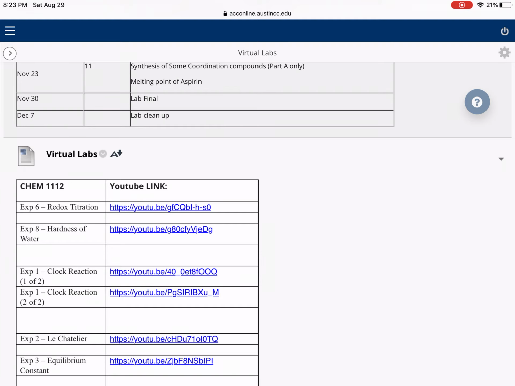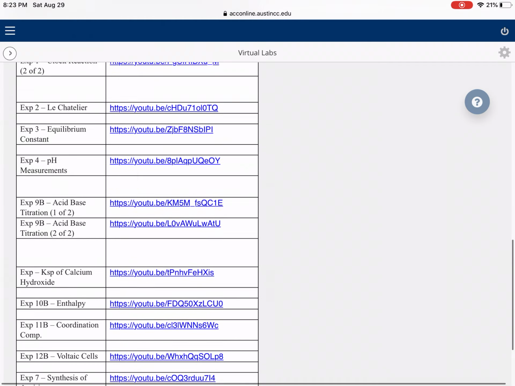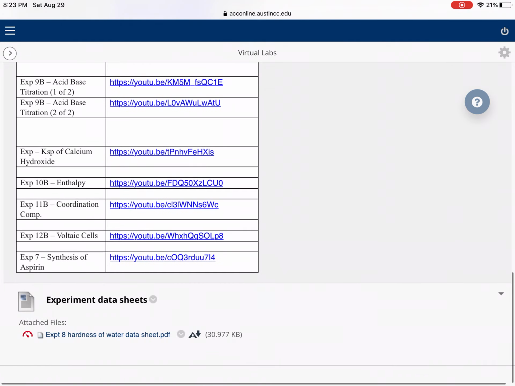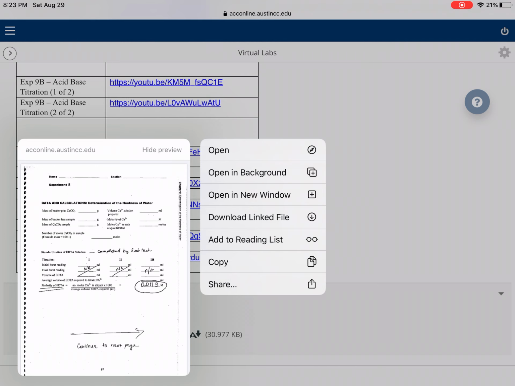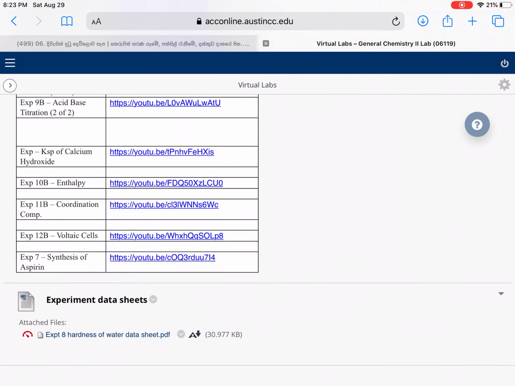In the same tab where you have the virtual labs, you're going to go down and you will see experiment data sheets. So the experiment 8 hardness of water data sheet. After you watch the virtual video, you need to do the calculations based on the data given in this sheet. So let's go ahead and download the linked file so I can show you how to do the calculations.